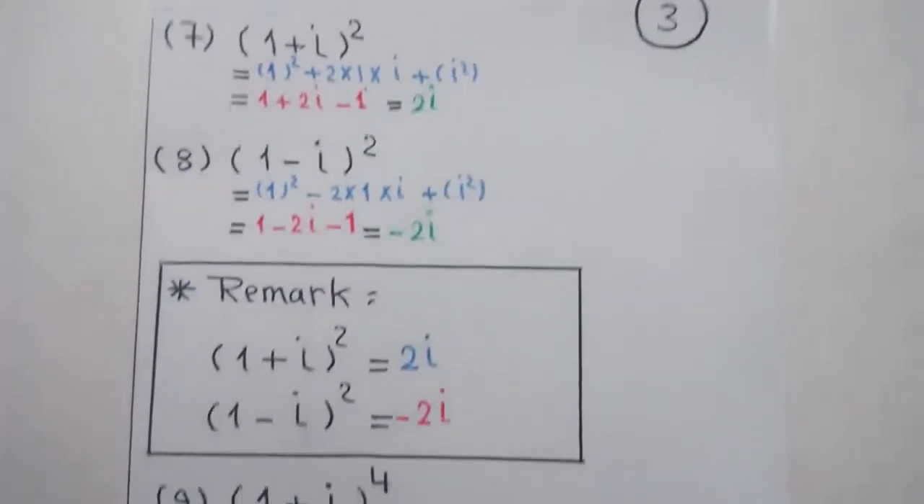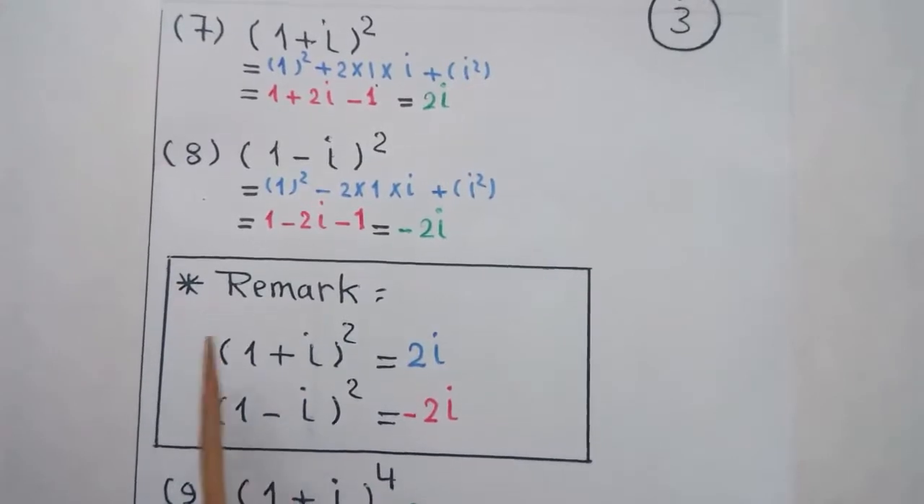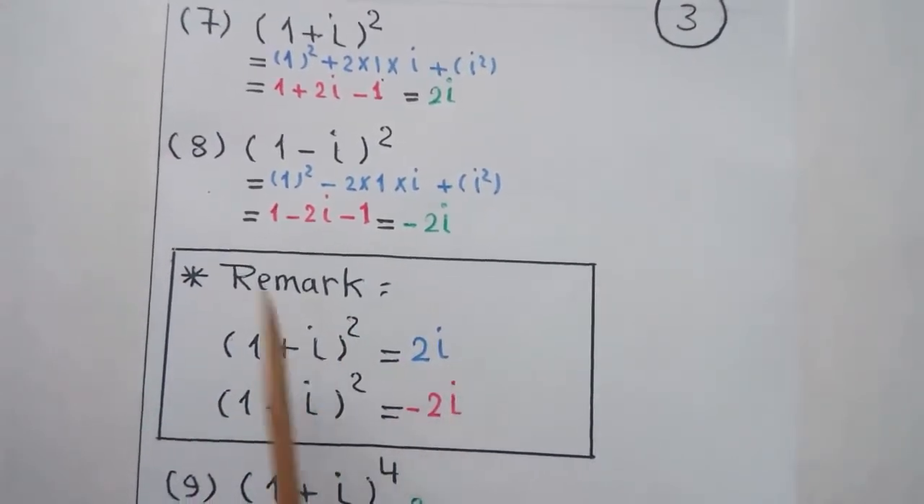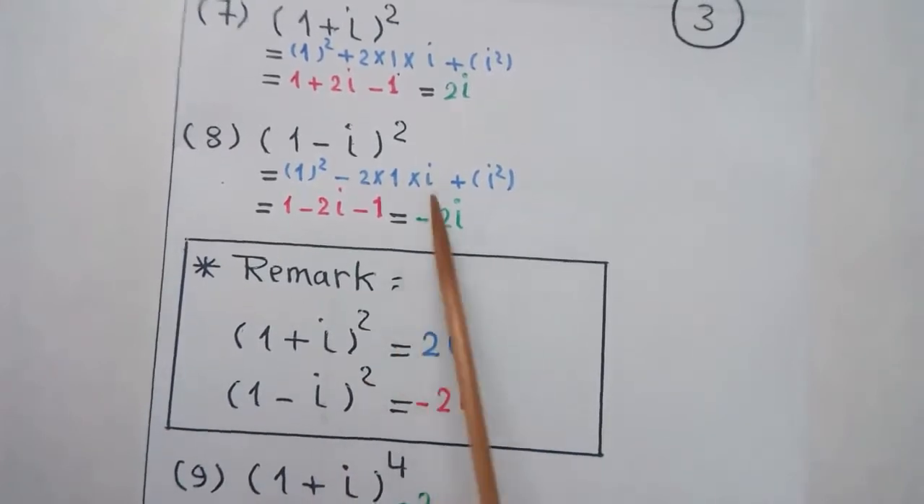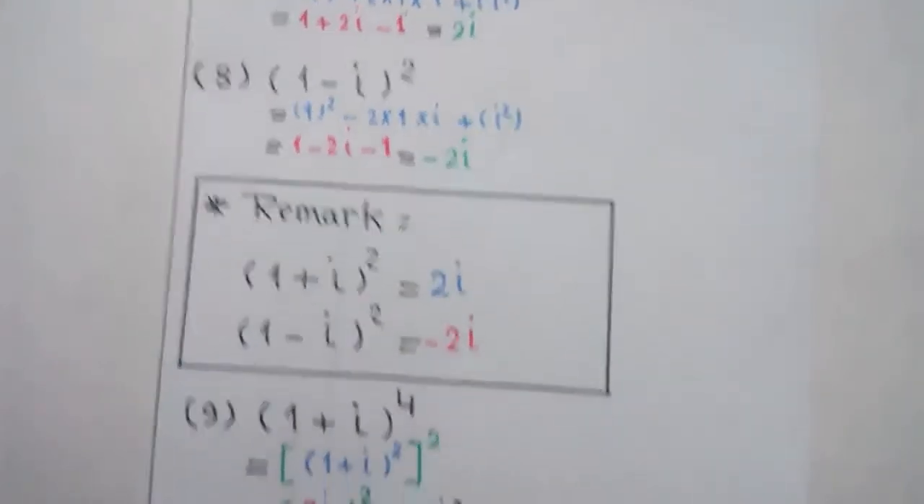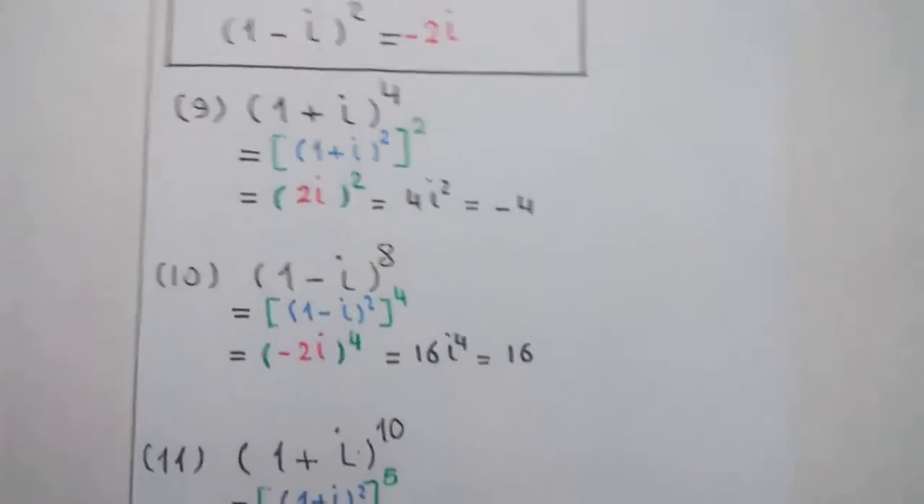Remark. (1 plus i) all power 2 equals 2i. (1 minus i) all power 2 equals negative 2i. For example, simplest.